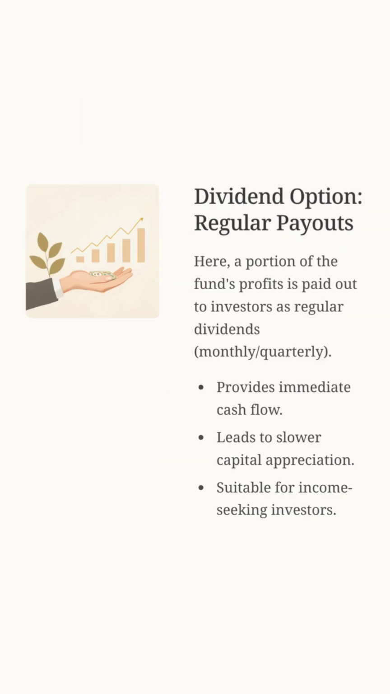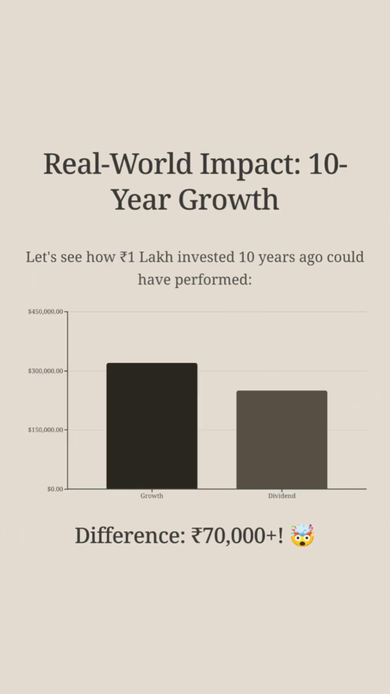Now let's look at the dividend option. Here, whenever the fund makes profits, a portion is distributed to you as a dividend. That means you get regular payouts, monthly, quarterly, or yearly, depending on the scheme. This is like receiving your work bonus and spending it immediately on lifestyle needs. You get cash in hand today, which can be useful for regular income, but your investment doesn't compound as effectively as in the growth option.